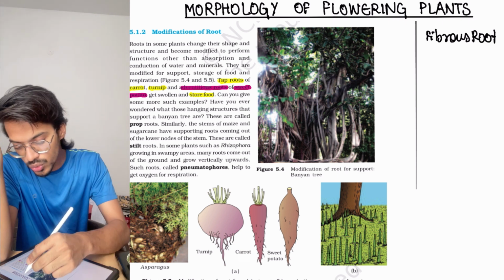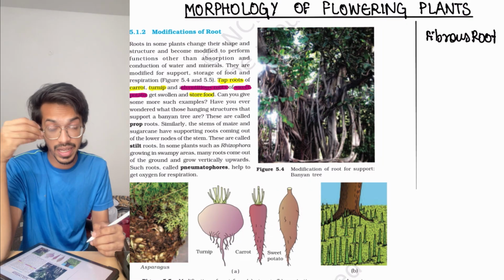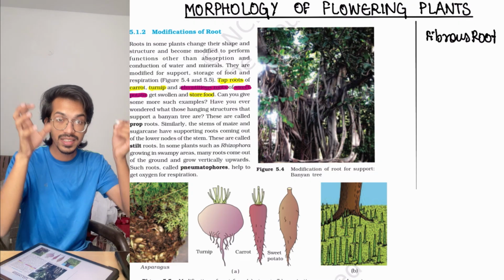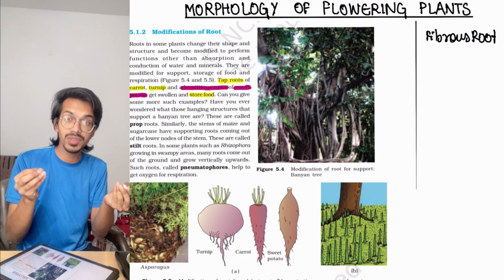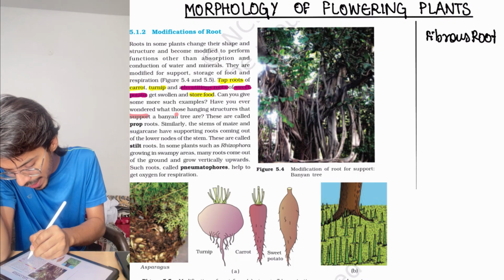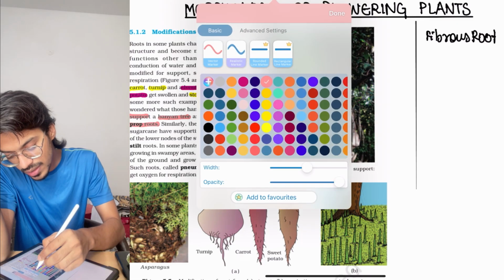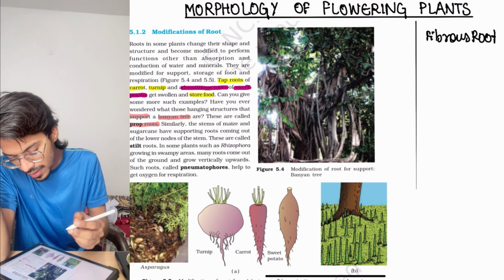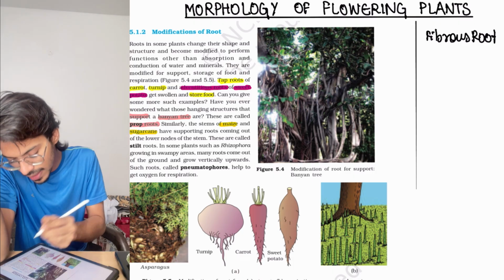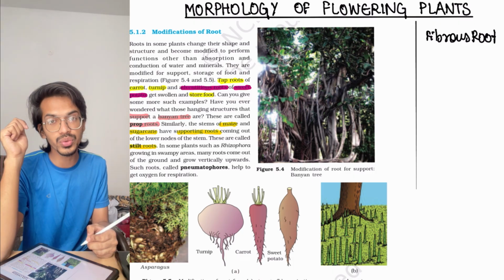And adventitious root, we have done it. Now the next example is the adventitious root of the banyan tree. Banyan tree roots are coming from the branch to give it support. So for the support, banyan tree roots are called prop roots. Similarly for support only, maize and sugarcane have supporting roots, and these roots are called stilt roots.